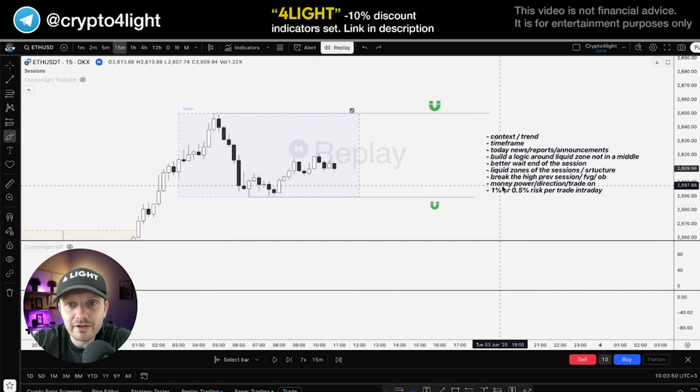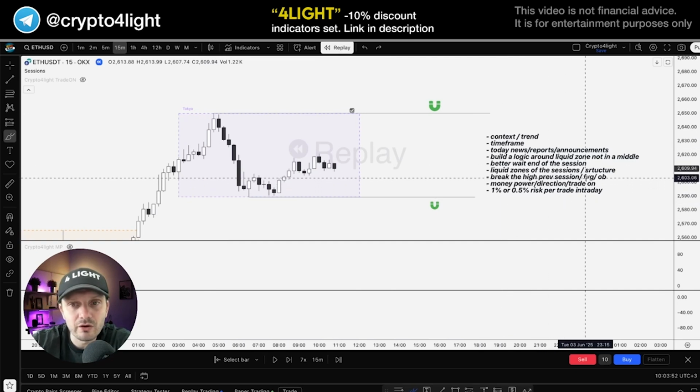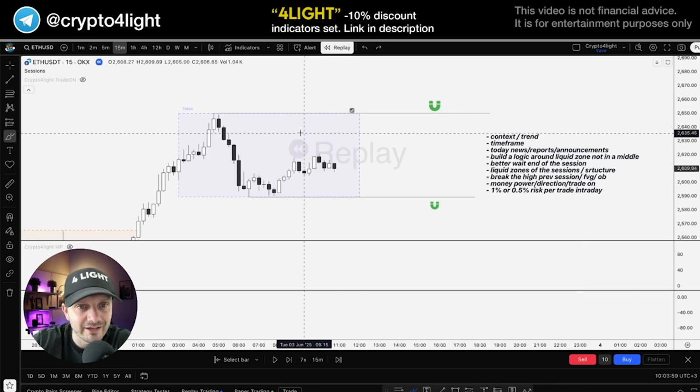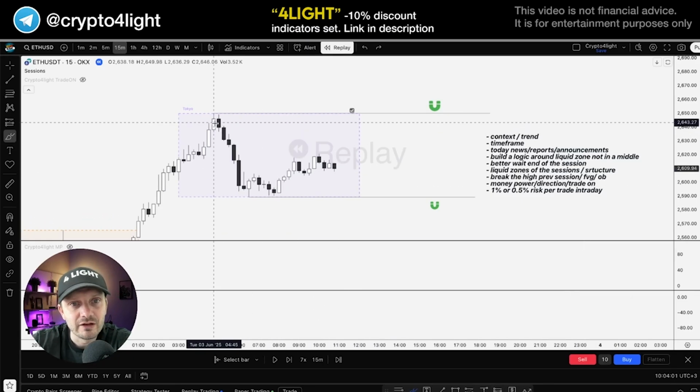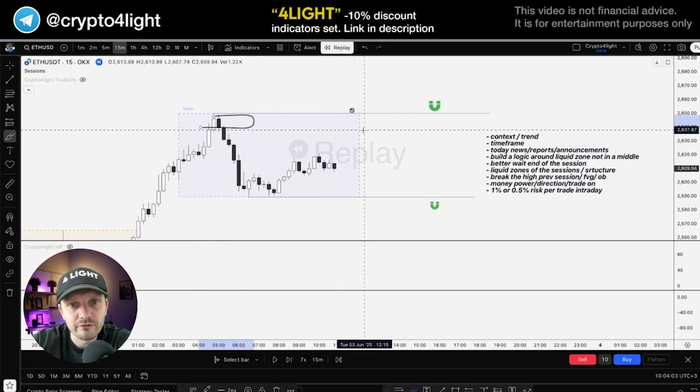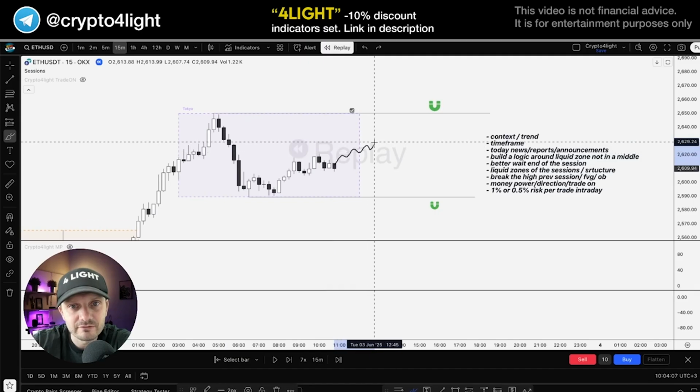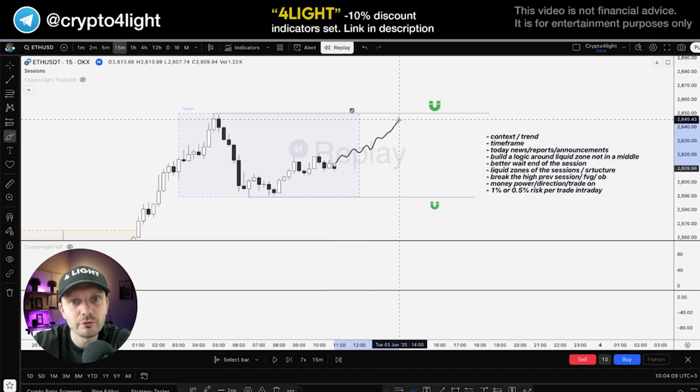The next one is a break of the high of the previous session, favorable gap or the block. It can be the entries for the trade. So you build the logic again. For example, this is something around here, a 5-minute order block. And while the price, for example, climbs up to the top, you build a logic.